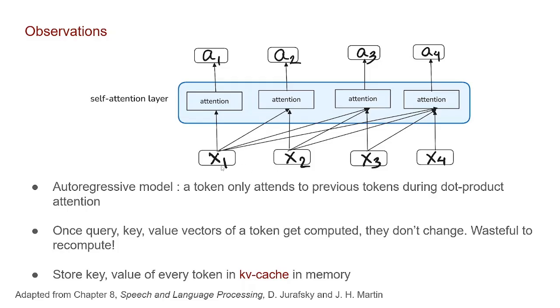So for instance here, once we have computed the keys and values of x1, x2, x3 and x4, then no matter what token gets generated later on, their keys and values won't change. And in the next stage, I'm going to need their keys and values. So as and when I process these tokens, I can store their keys and values in a data structure called the KV cache. So K for key and V for value.